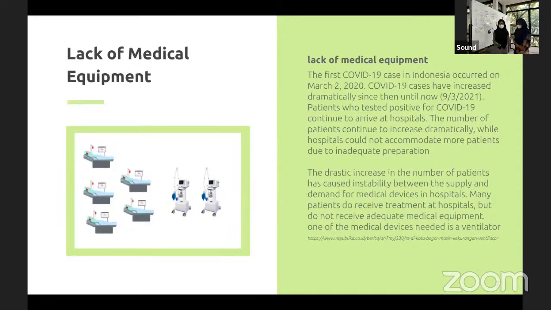The first COVID-19 case in Indonesia occurred on March 2nd, 2020. COVID-19 cases have increased dramatically since then until now. Patients who tested positive for COVID-19 continue to arrive at hospitals. The number of patients continues to increase dramatically while hospitals could not accommodate more patients due to inadequate provision. The number of patients has caused instability between the supply and demand for medical devices in hospitals. Many patients require treatment at hospital but do not receive adequate medical equipment, such as the ventilator.